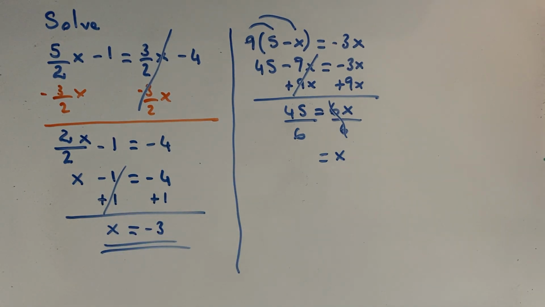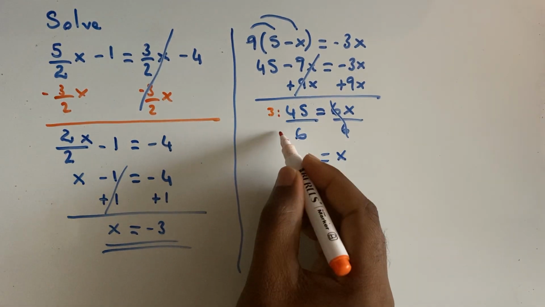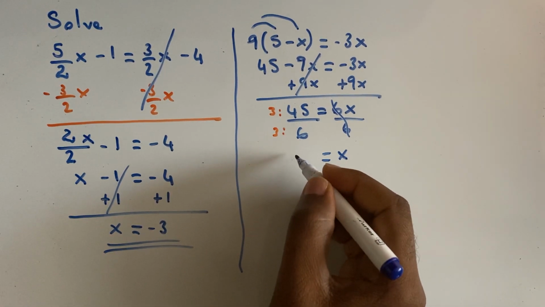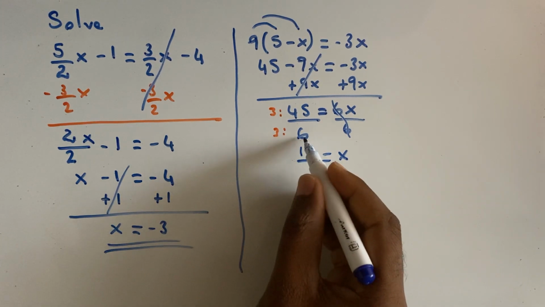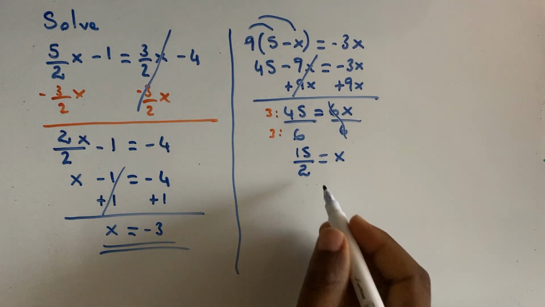Now, 45 over 6 is actually reducible, right? We can reduce that fraction. You can always try to do that. We can reduce the fraction by 3, right? Because 3 goes into 45 15 times, and 3 goes into 6 2 times. So 15 over 2 is actually your answer for this one.